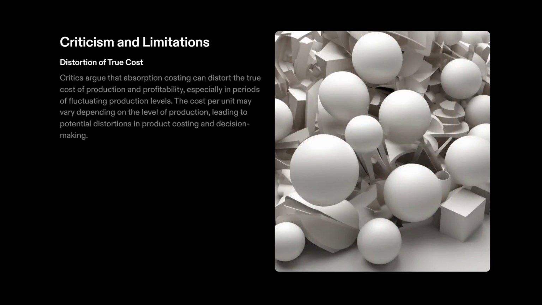5. Criticism and limitations. Critics of absorption costing argue that it can distort the true cost of production and profitability, especially in periods of fluctuating production levels. Since fixed overhead costs are allocated to units of production, the cost per unit may vary depending on the level of production, leading to potential distortions in product costing and decision-making.